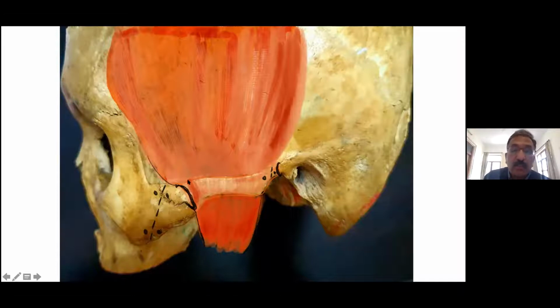So if you just remove the superficial fascia and then give cuts on the zygomatic bone, then the zygoma can be reflected downwards along with the entire temporalis muscle. So this is a very nice way of doing a zygomatic osteotomy.